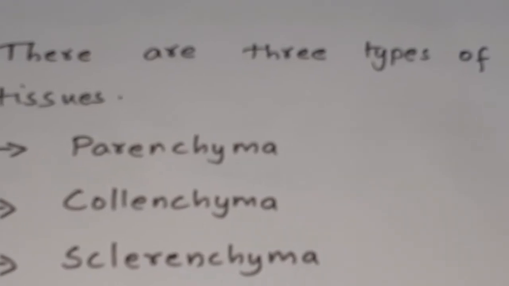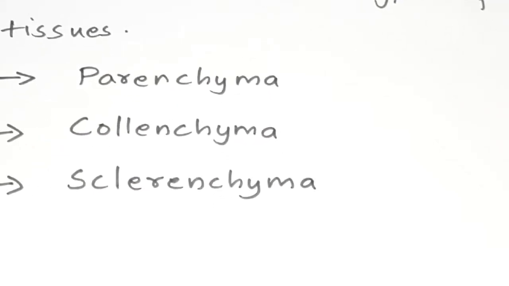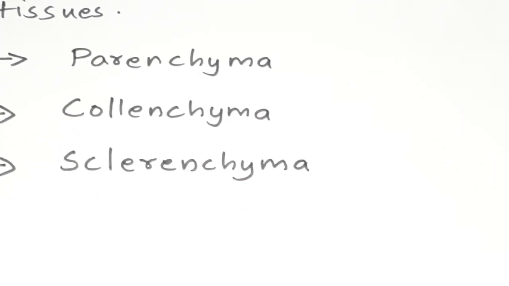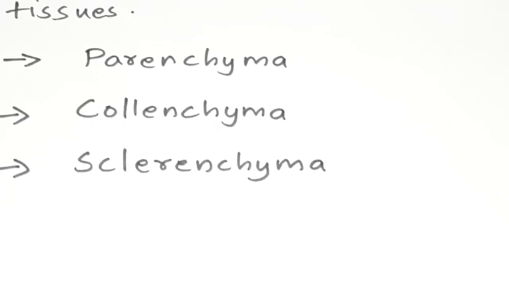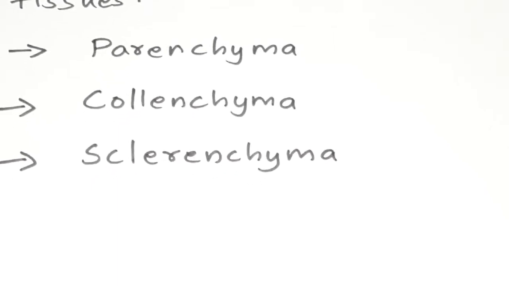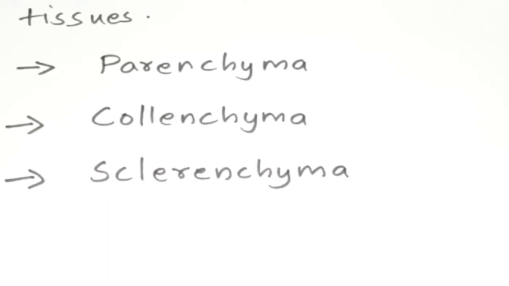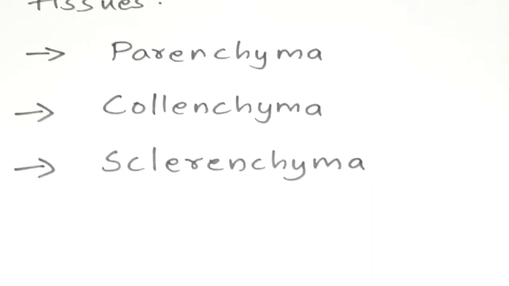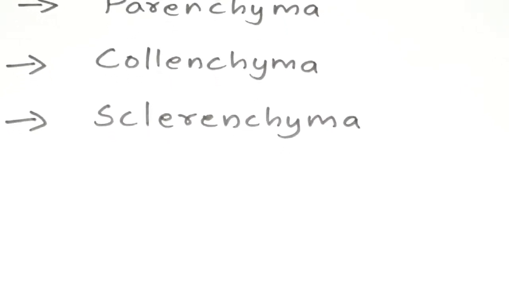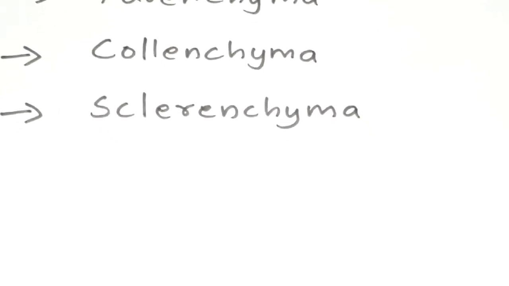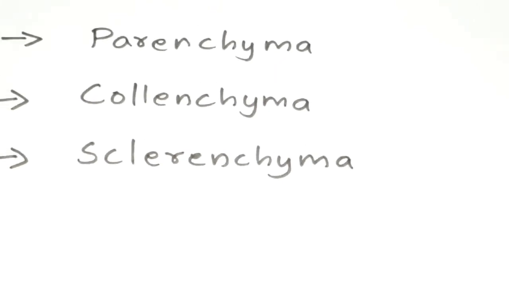Now we will see the types of ground tissues. There are three types of ground tissues. The first type is known as parenchyma. The second type is known as collenchyma. And the third one is known as sclerenchyma. The spelling: paren, P-A-R-E-N, then chyma, C-H-Y-M-A, parenchyma. Then collenchyma, C-O-L-L-E-N, chyma, C-H-Y-M-A. Then sclerenchyma, S-C-L-E-R-E-N, chyma, C-H-Y-M-A. Chyma is common in everything: paren, collen and scleren. These are the three types of ground tissues.